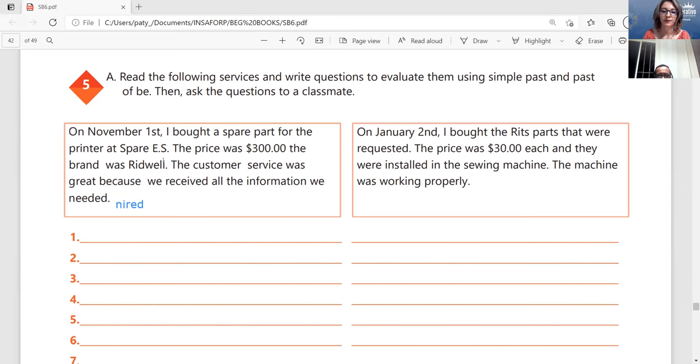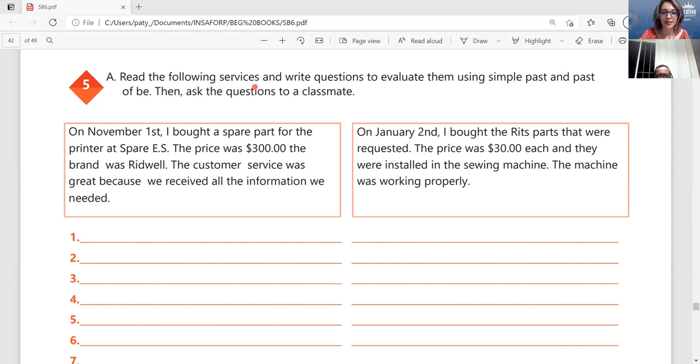On January 2nd, I bought the spare parts that were requested. The price was 38, and they were installing the sewing machine. The machine was working properly.